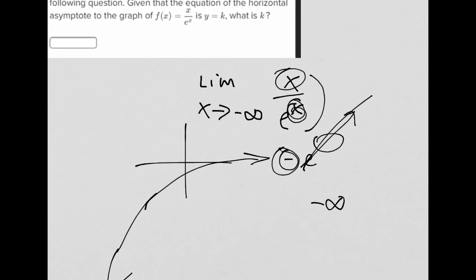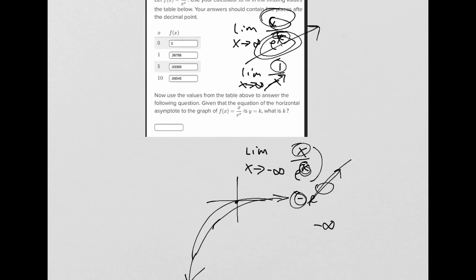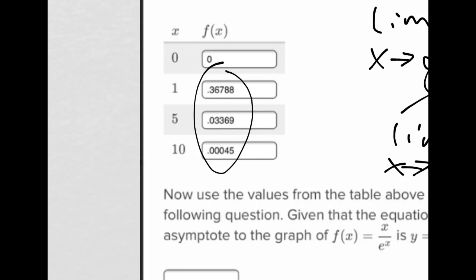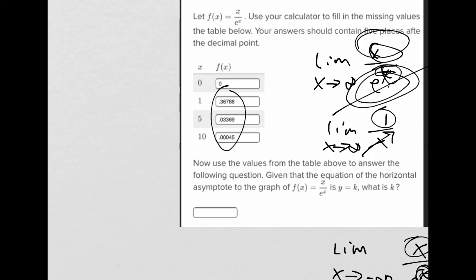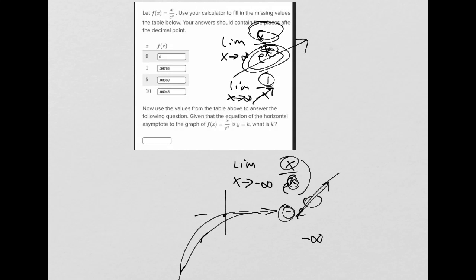If you plug in 0, what do you get? You get 0 over 1, so it actually crosses there, doesn't it? Yeah, so it actually does look like that. But it comes above the x-axis a little bit, because these are all positive values. But then it gets closer and closer and closer to 0. So that's kind of what it looks like. Hopefully that was not confusing.